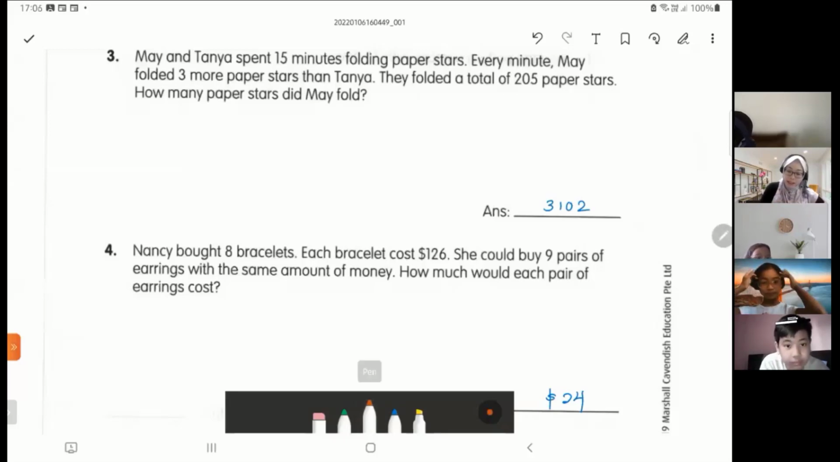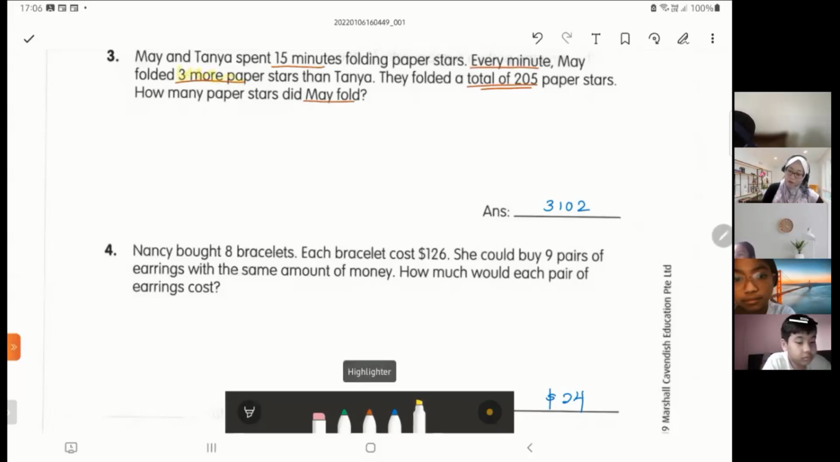May and Tanya spent 15 minutes folding paper stars. Every minute, May folded 3 more paper stars than Tanya. They folded a total of 205 paper stars. How many paper stars did May fold? You can see that this is a comparison between May and Tanya. Every minute, May will fold 3 more than Tanya. The total that both of them have in the end is 205. I want to know how many May folded.